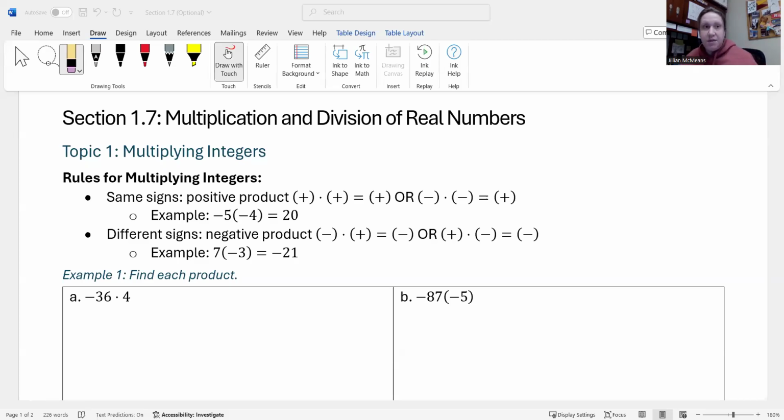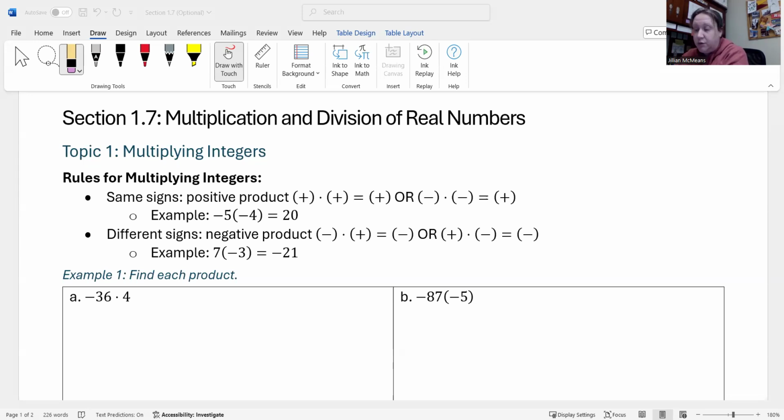For this video, we're going to discuss multiplication and division of real numbers. And before we dive into some of the fractions and decimals and things that you'll see, I want to remind you of the rules for multiplying and dividing integers. So I'm going to do one video for topics 1, 2, and 3. Okay, so I find that students tend to remember multiplying and dividing integer rules a lot easier.